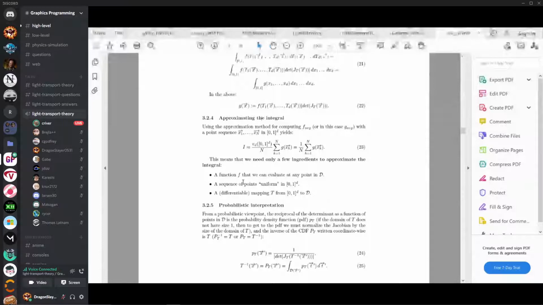So what do we need for that? Well, we should be able to evaluate f at points, but that should be fairly easy in the cases we consider. We need a sequence of points uniform in 0, 1 to the power d, which we will get through our pseudo-random number generator, and we'll need a differentiable mapping T, which we'll see how to derive, for example, for the unit hemisphere, or also for picking points on the scene surfaces, etc.